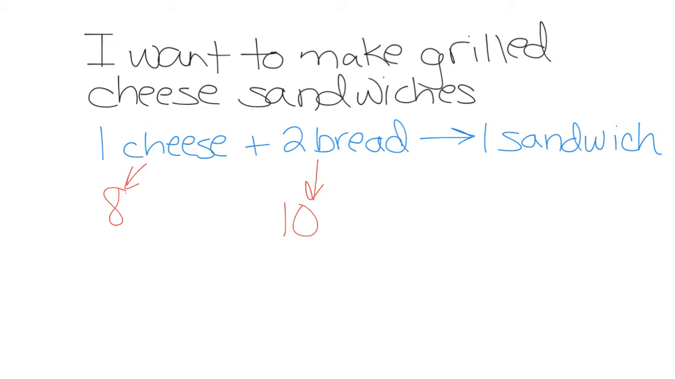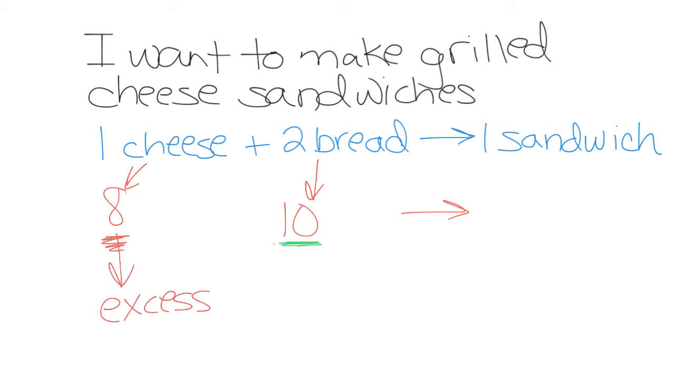So if I was going to use up all 8 pieces of cheese, that would require 16 pieces of bread. I do not have that much bread and I don't want to go to the grocery store. So 8 cannot be my limiting reactant. My cheese must be present in excess because I don't have enough bread to make a sandwich. So if I was going to use all 8, I would need 16 pieces of bread. I don't have that. So now let's look at it the other way.